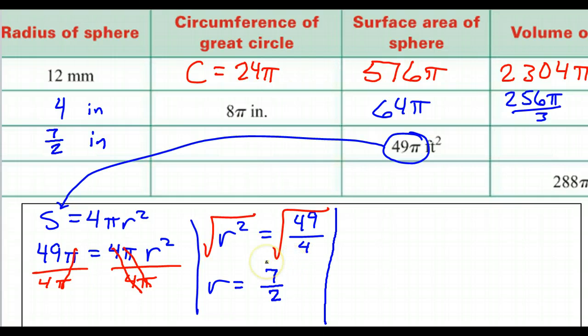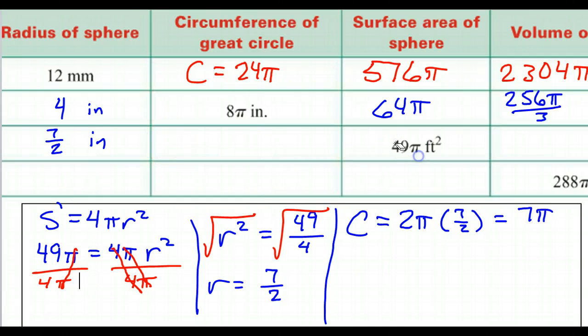So I have my radius. Now I can use that radius to find other stuff, like for example the circumference is next. Circumference is 2 pi times the radius. So that's 2 pi times 7 over 2. Okay, that turns out to be 7 pi. You can just put that in your calculator if you need to. Alright, so that is 7 pi.